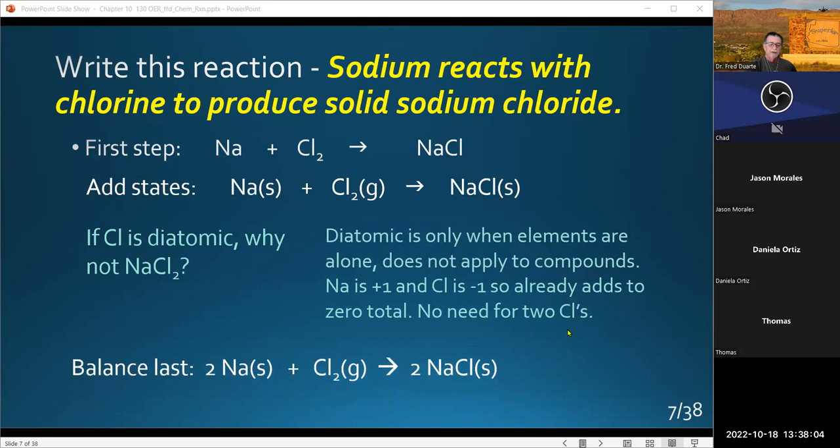And we balance it. Note the ratio between reactants. Here it says it takes 2 sodium atoms to react with 1 molecule of chlorine gas to give us 2 molecules of sodium chloride. Okay.